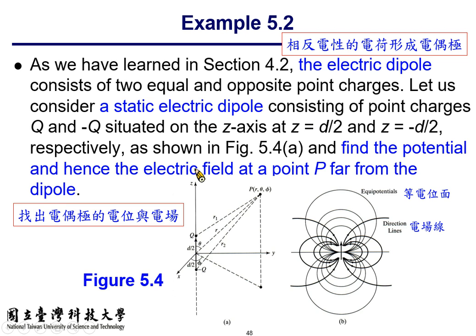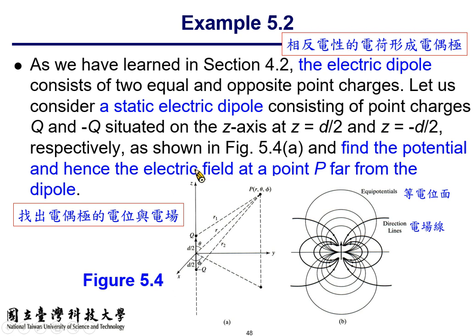The first case is example 5.2. Suppose we have two charges in space. One is a positive charge of plus Q. The other is a negative charge of minus Q, and they are located near the center of the coordinate system at equal distances. That is, from the origin to positive Q is half d. The distance from the origin to minus Q is half d as well.